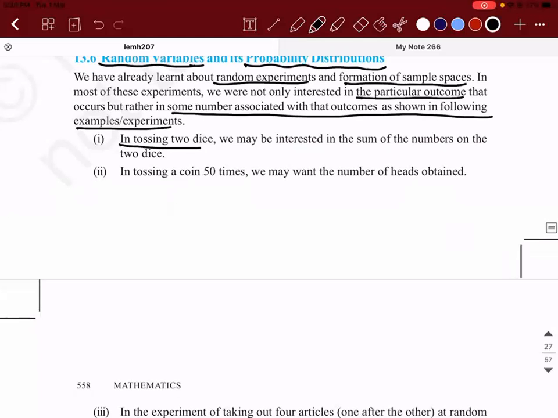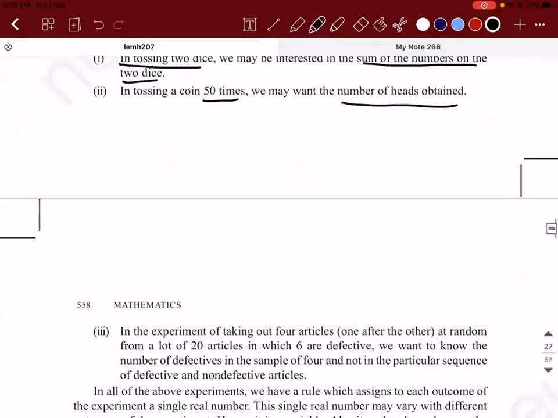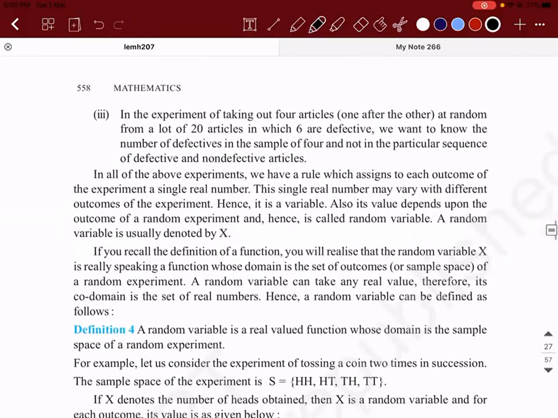Suppose in tossing 2 dice, we may be interested in the sum of the numbers on the 2 dice, right? That might be a case. Suppose you have an experiment where you're tossing a coin 50 times. We may want the number of heads that are obtained in those 50 tosses, right? So all these things are there.